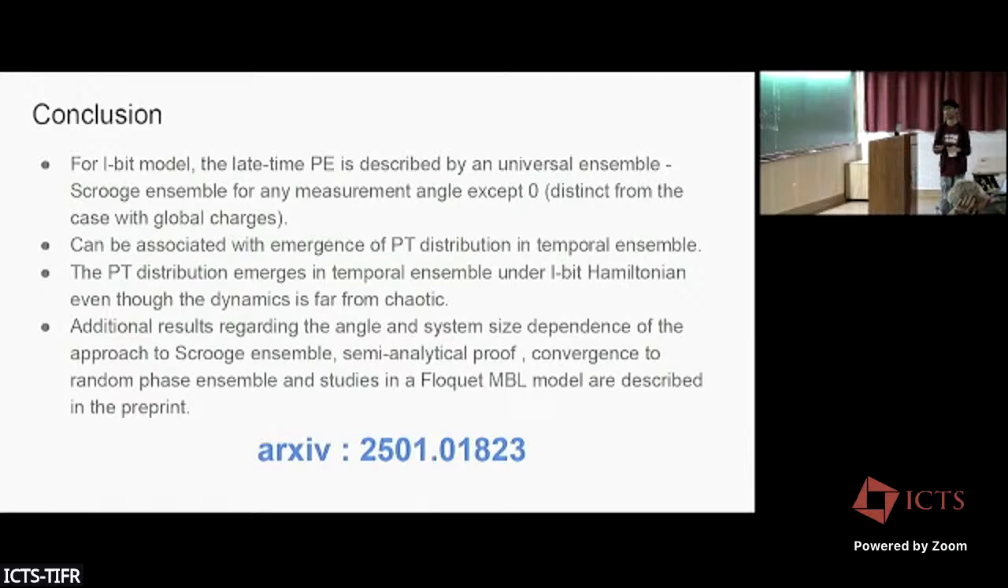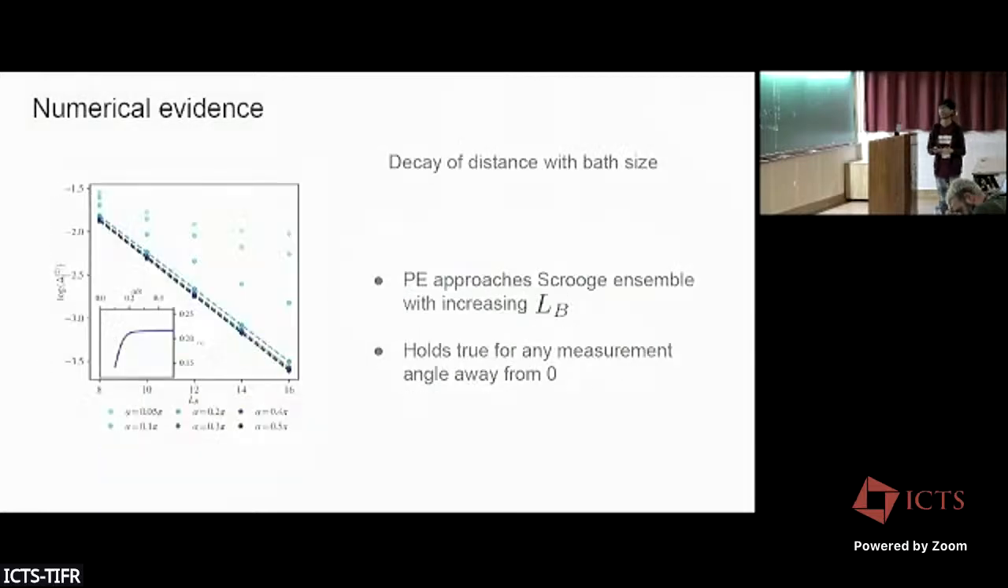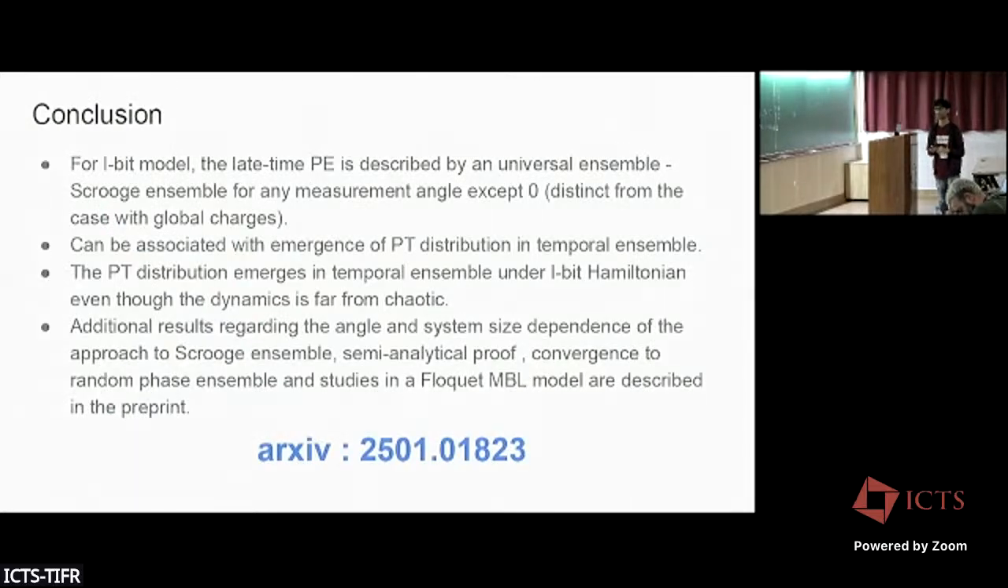Emergence of projector ensemble, emergence of Poisson distribution in the output bit string distribution can actually be related to the emergence of the Scrooge ensemble. There are additional results regarding the system size dependence and semi-analytical proof, and also we studied the Floquet MBL model, where we also see a similar trend. Those are described in this archive.